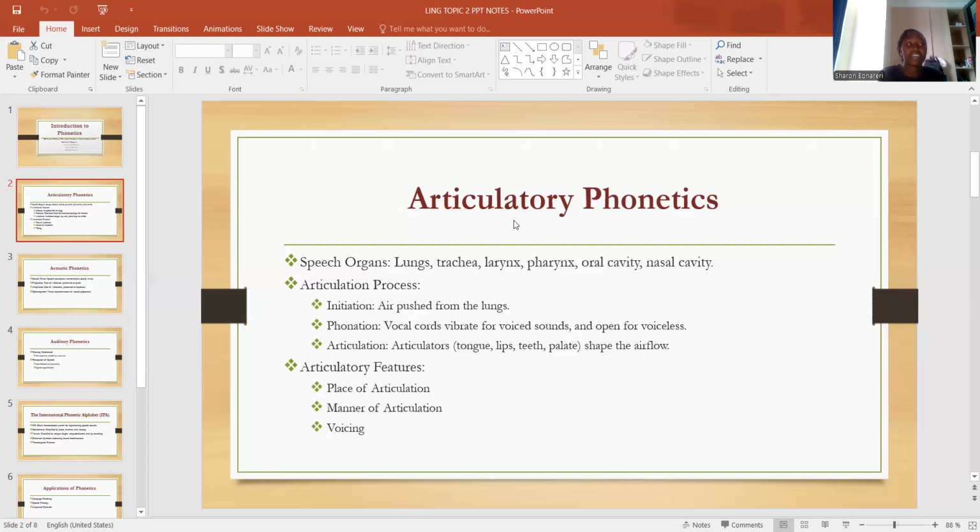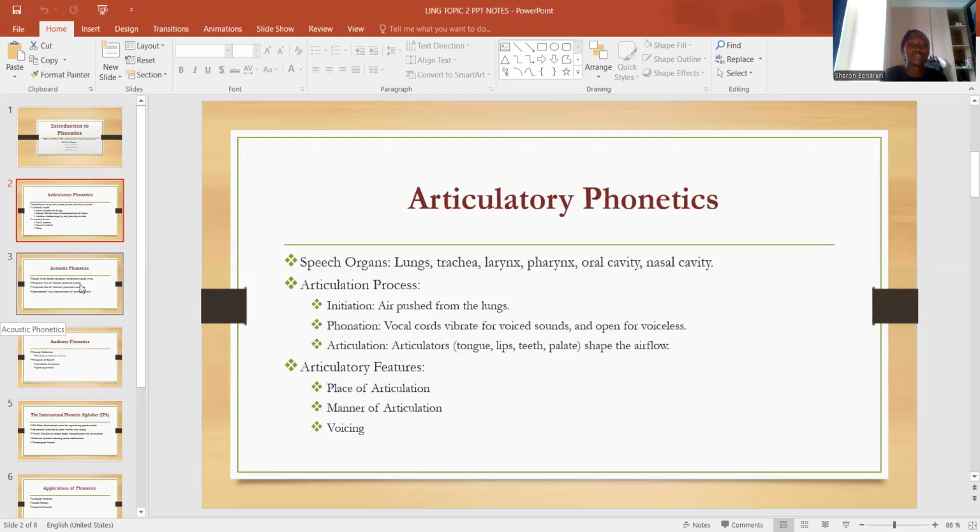And then articulation. We look at the articulators, which are the tongue, lips, teeth, and palate. We've got the soft palate and the hard palate, and how they shape the airflow. The articulatory features are place of articulation, manner of articulation, and voicing.